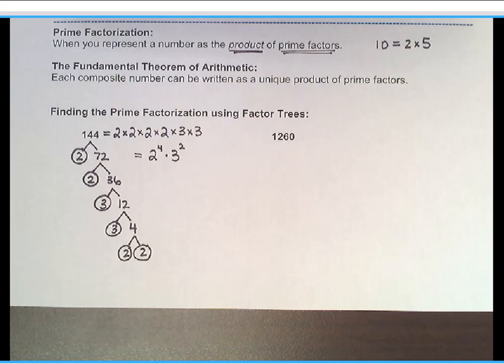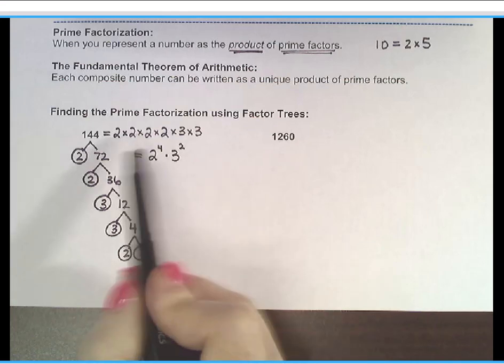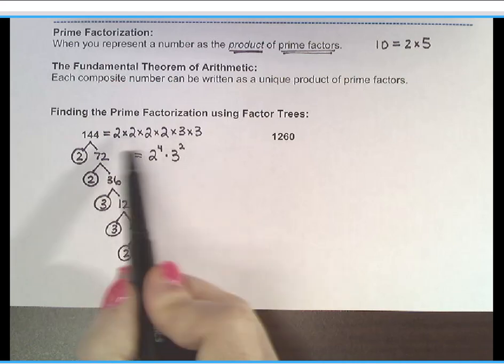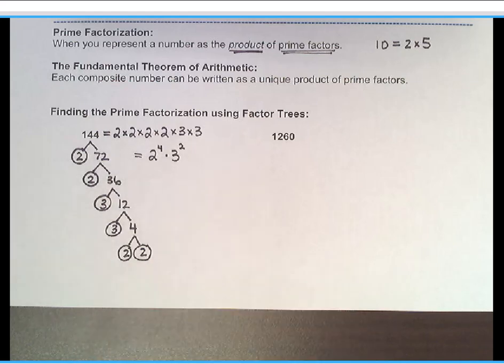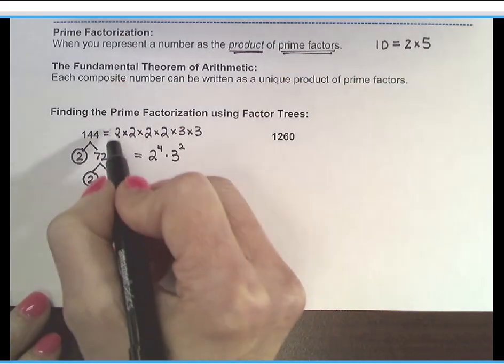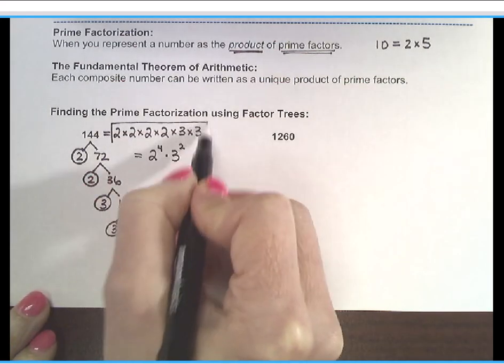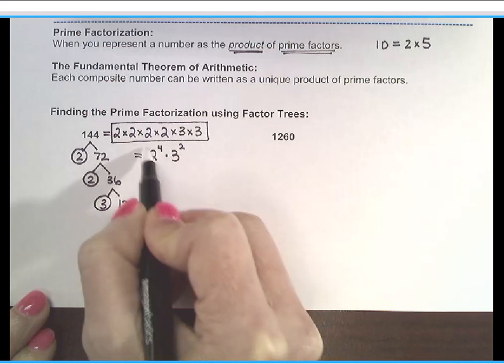For a lot of the applications we're going to see in this class, you can string it out like this, the long way, and that's actually what we're going to use more than the exponents. So either way, but that's how you would find the prime factorization of 144. So your answer would be either this guy or this one.